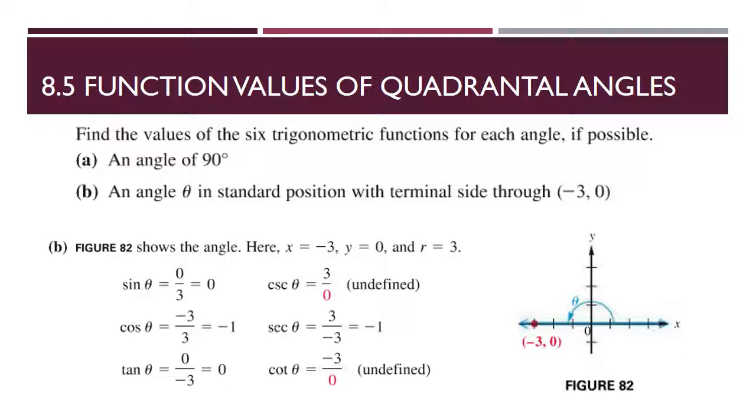So for part B, we're going to do something very similar. Again, illustration is not that helpful. You can't draw a triangle with this. However, we know that x is -3 and y is 0. So we can calculate that r is 3 and then create our ratios. And you can see them there.